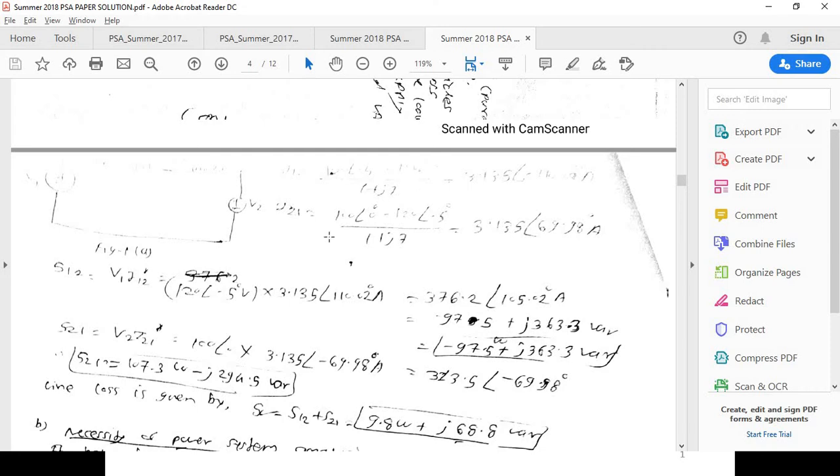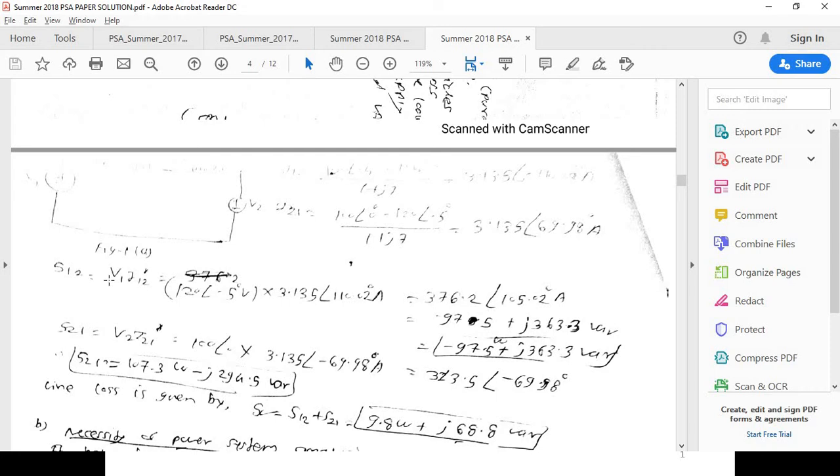And I21 is nothing but V2 minus V1 upon Z1. You have all the values, you can calculate the value of I21. Here I12 is nothing but the current flowing from source 1 to 2, and I21 is the current flowing from source 2 to 1. Now, the complex power S12, which is flowing from source 1 to 2, is nothing but the multiplication of V1 into I12 star. Because we have the idea that complex power is nothing but the multiplication of voltage source and complex conjugate of current. So V1 into I12 star.